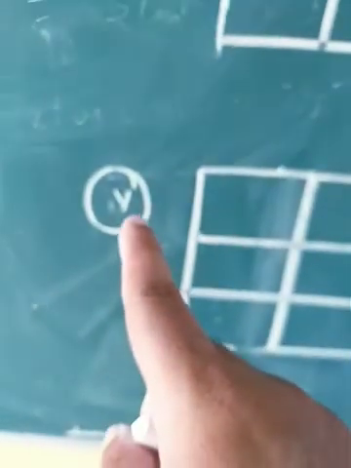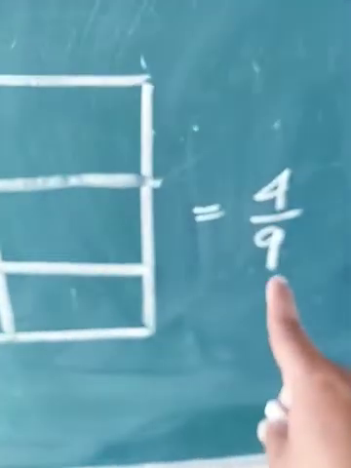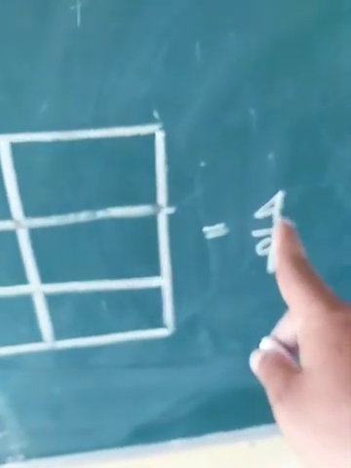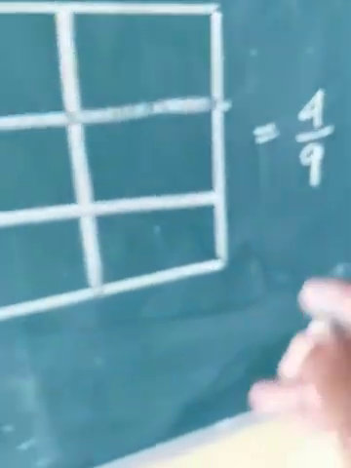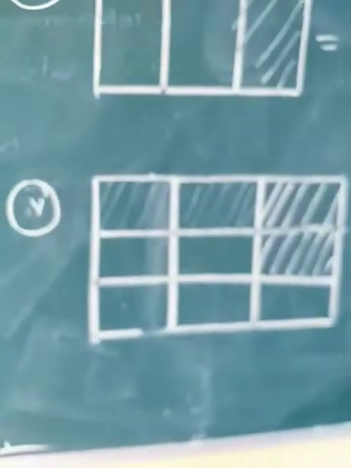Okay. Now, the last, that is question number 5. The whole figure has been divided into 9 equal parts. Fine. There are 9 equal divisions. Now, how many divisions do you have to take as consideration? That is 4 regions. That means how many regions do you have to shade? 4. So 1, 2, 3, and 4. Okay, so this is the answer of sum number 5.